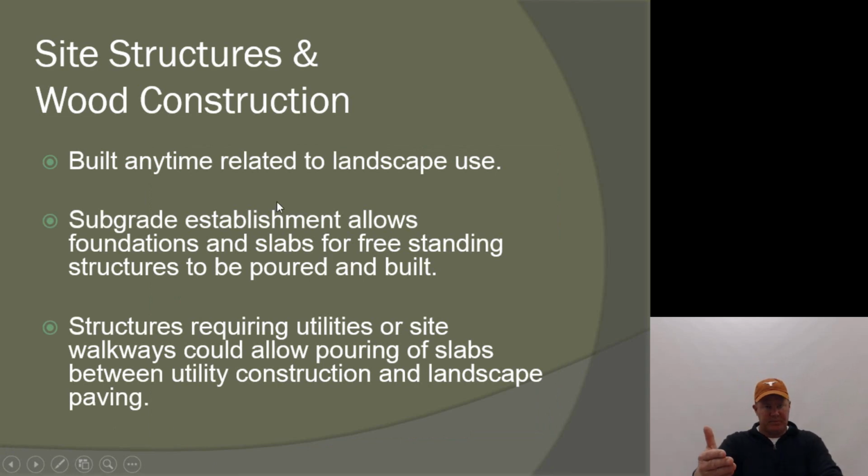So with this, the site structures can be built anytime relative to the landscape use. Subgrade establishment allows for the foundations and slabs for freestanding structures to be poured and built. And then structures requiring the utility site or site walkways could allow pouring of slabs between utility construction and landscape paving. Again, that can get kind of confusing.